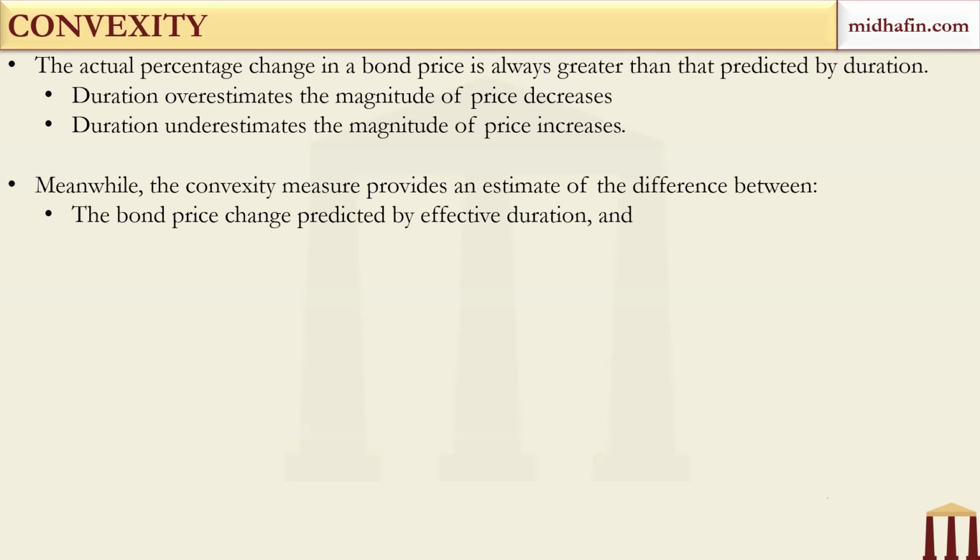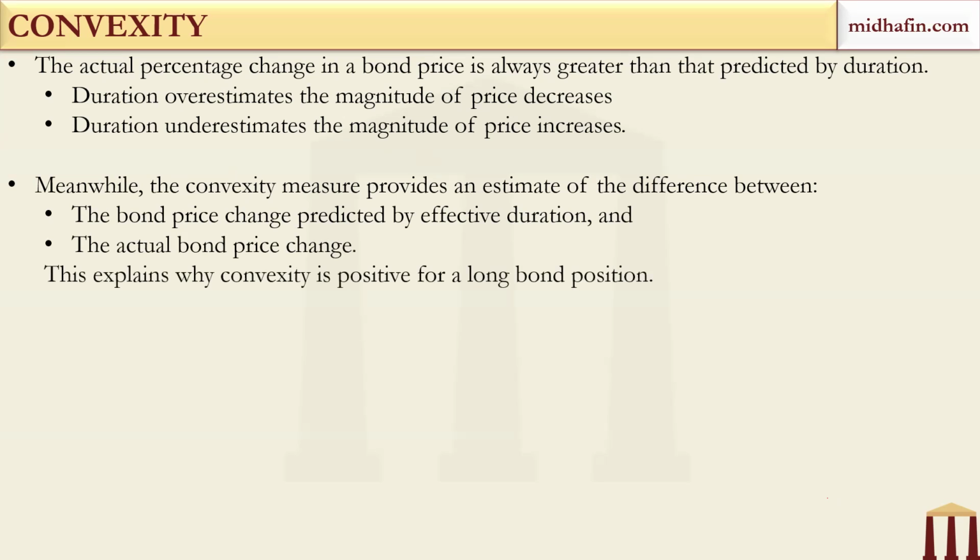Okay. And if we add the convexity, convexity is basically accounting for the difference between the price being predicted by the effective duration and the actual change. It compensates for the difference. Now, that is the reason that for any long position in the bond, you will see that the convexity is positive. For any long position, the convexity will be positive.